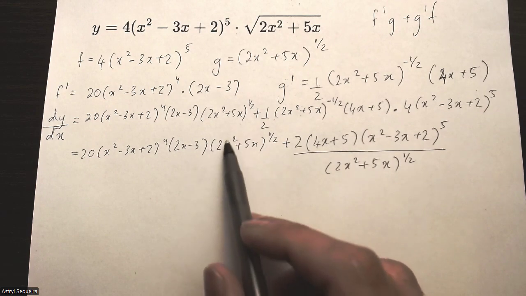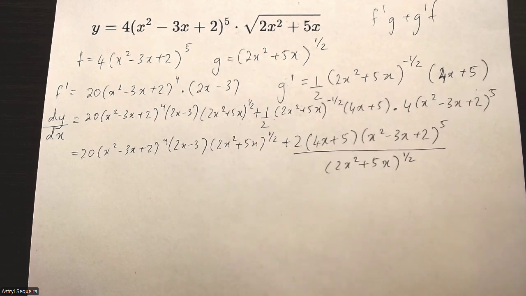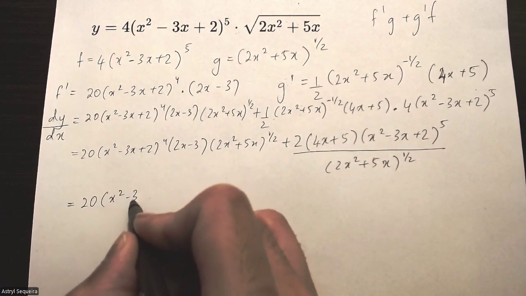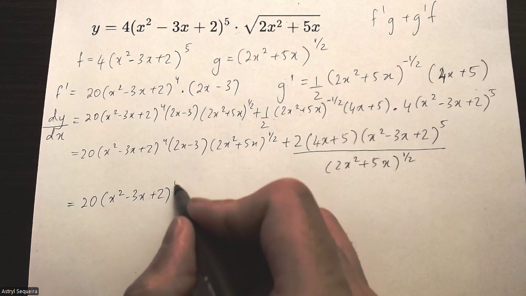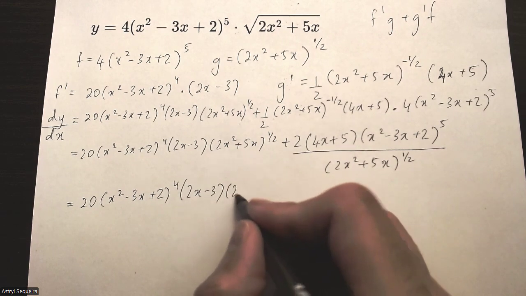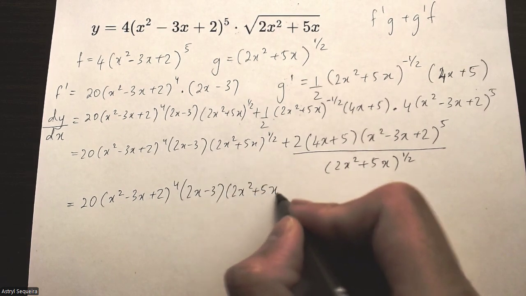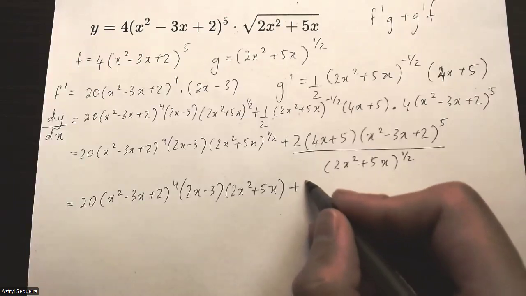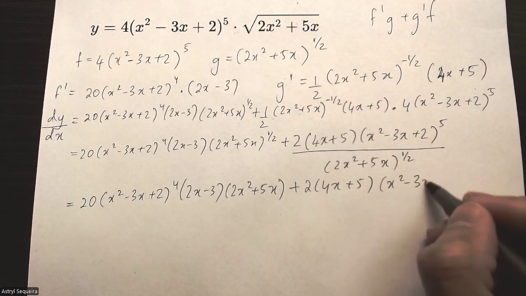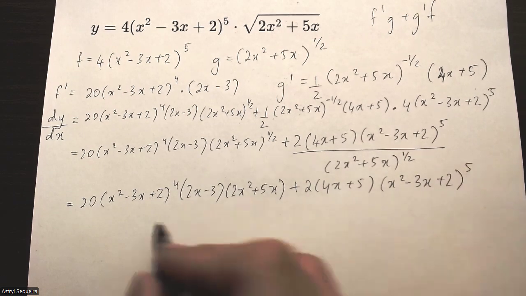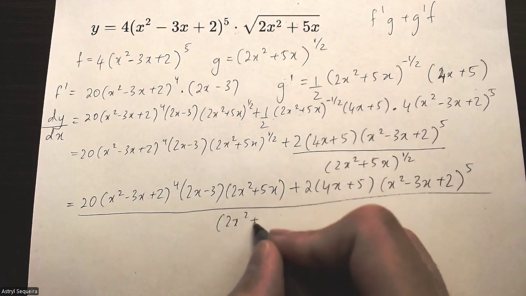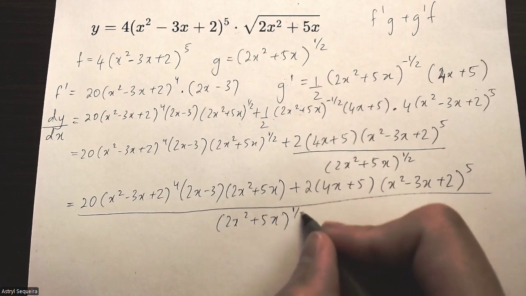Next, I can make a common denominator. So I'm just multiplying the top and bottom here by 2x squared plus 5x to the power of half. If I do that, the new exponent here will just become 1 because half plus half is 1. So I can just write it like this. Don't need to actually write the 1. Now I have a common denominator of 2x squared plus 5x to the power of half.